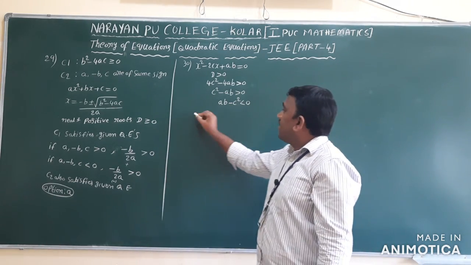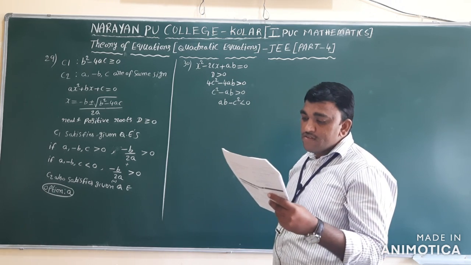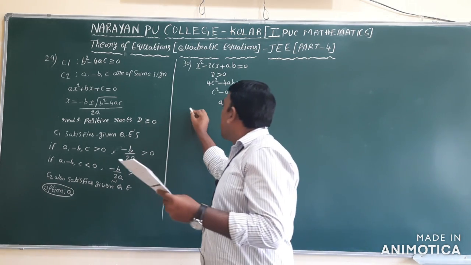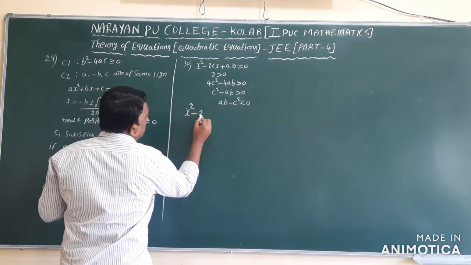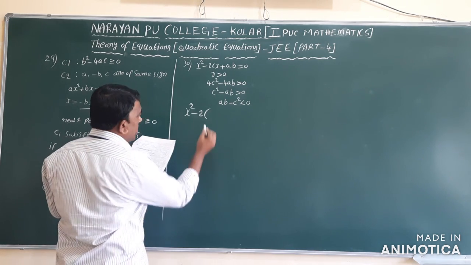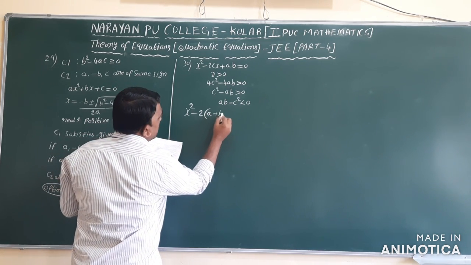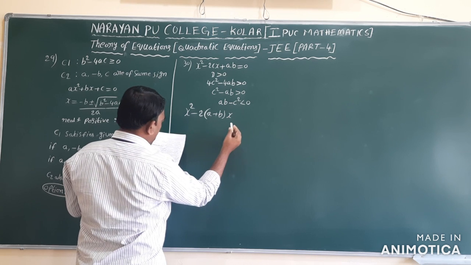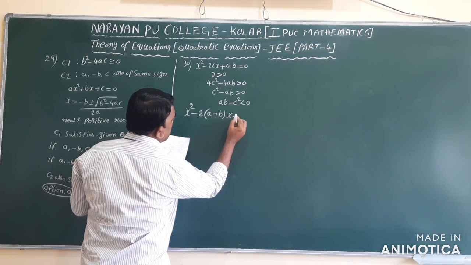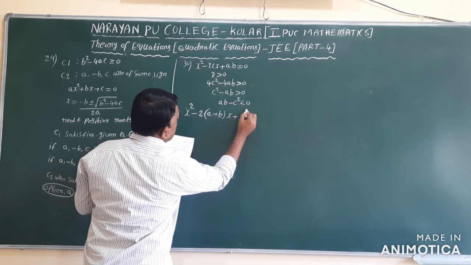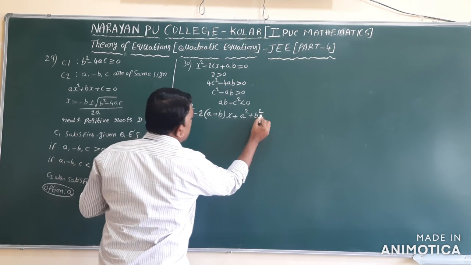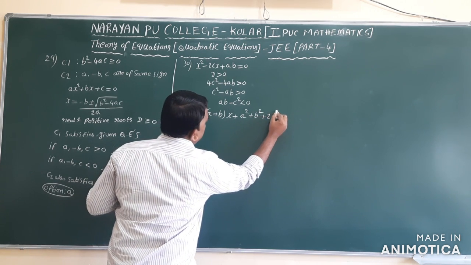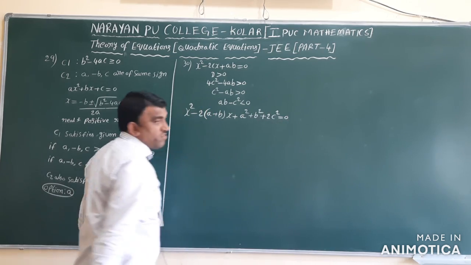So keep it like that. And next one, the roots of the equation x square minus 2 into (a plus b) into x plus a square plus b square plus 2c square equal to 0. Then what is the nature of these roots, it is asking.